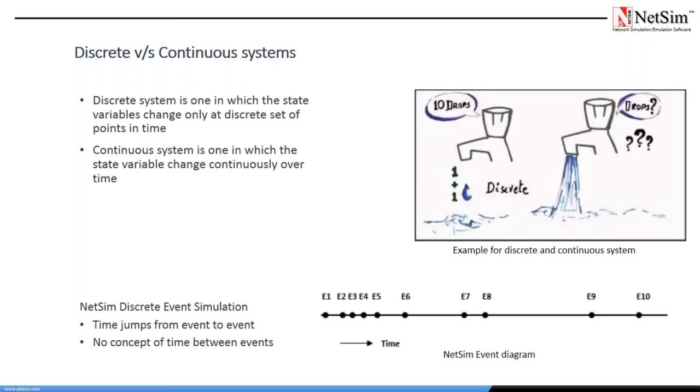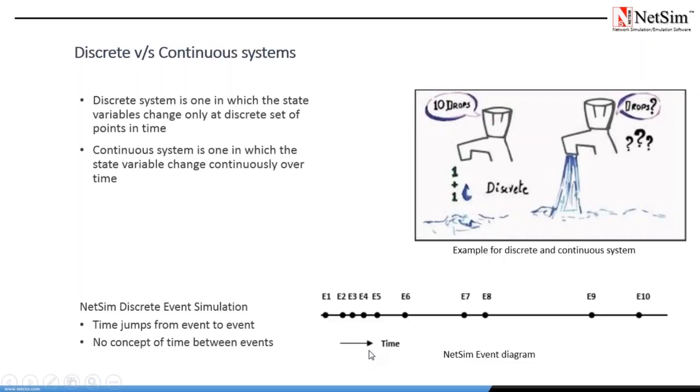This slide talks about the difference between discrete and continuous systems. This is important because NetSim is a discrete event simulator, and if you see the first figure, one of the taps is having drops of water, which is discrete, whereas the other tap is continuous water, which is a kind of continuous system. So a discrete system is one in which the state variables change only at discrete points in time, whereas a continuous system is one in which the state variables change continuously over time.